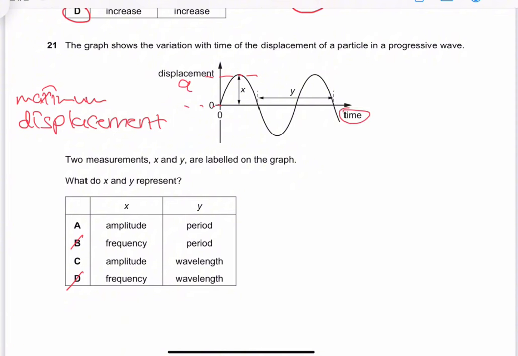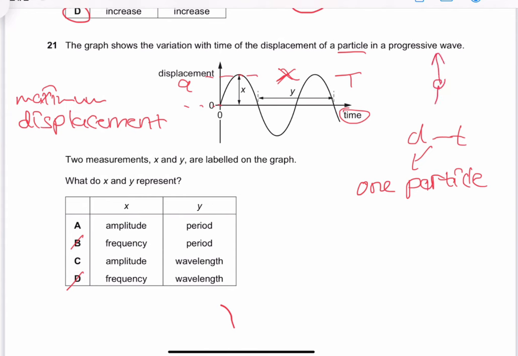So this can't represent wavelength, right? This is not wavelength, but it is period because we're given time on this axis. But it's very important: a displacement-time graph in waves represents one particle. Whenever you see a displacement-time graph, it studies one particle itself. How is that particle moving up and down? One particle can move up, can move down.